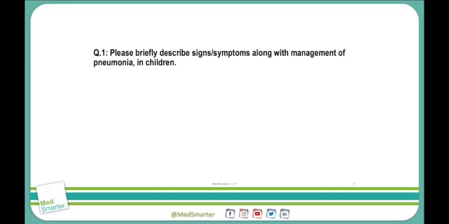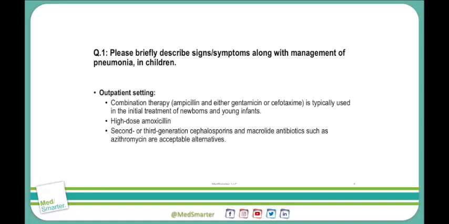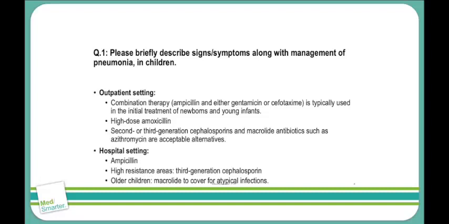Briefly describe signs and symptoms along with management of pneumonia in children. So in outpatient setting, combination therapy of ampicillin and either gentamicin or ceftriaxone is typically used in the initial treatment of newborns and young infants. High dose amoxicillin, second or third generation cephalosporins and macrolides such as azithromycin are alternatives. Then if a patient is in hospital, ampicillin, if in high resistance areas, then third generation cephalosporin. In older children, we can give macrolides to cover atypical infections also.